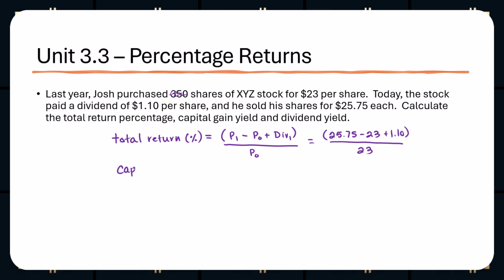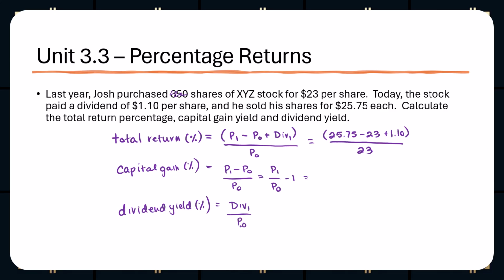We'll also go ahead and calculate his capital gain percentage. He did have a gain. The price did go up in this example. The mathematical formula for this is P1 minus P0 all over P0. Additionally, you can do this much more simply. Just take the price ratio P1, what you sold it for, divided by what you bought it for, and subtract 1. Mathematically, those two equations are the same. And then last but not least, we can find the dividend yield percent, and that's just div1 all divided by what we paid for it, P0.